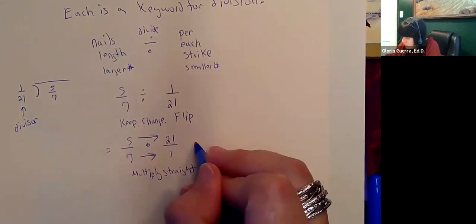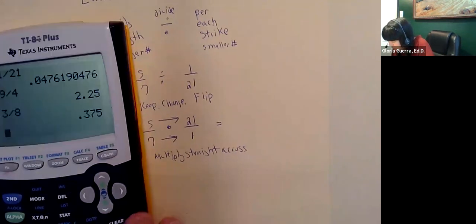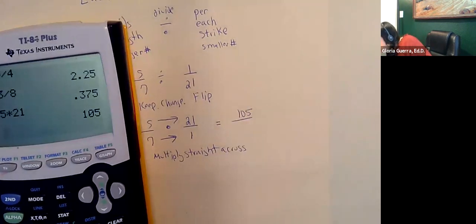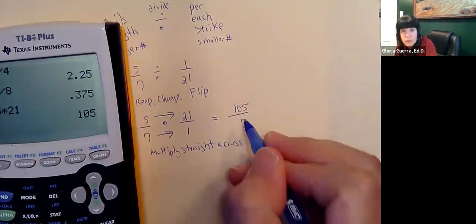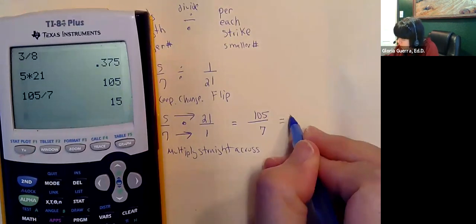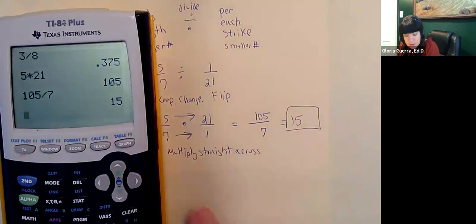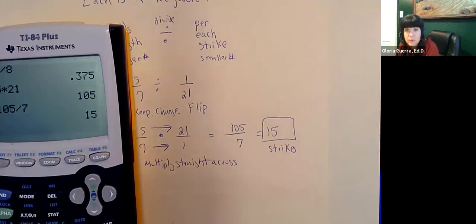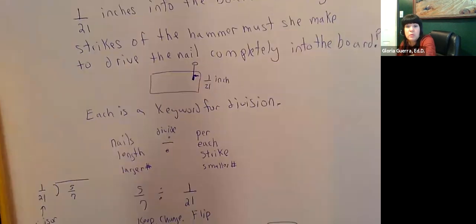5 times 21 is 105. And 7 times 1 is 7. And let's see, I'm sure that goes into it evenly. 105 divided by 7. Yep, 15 times. So this is 15 strikes. So you've got to hammer 15 times. It's quite a bit of time. Yeah, 15 times, 15 strikes. And then the nail will be into the board. Okay.